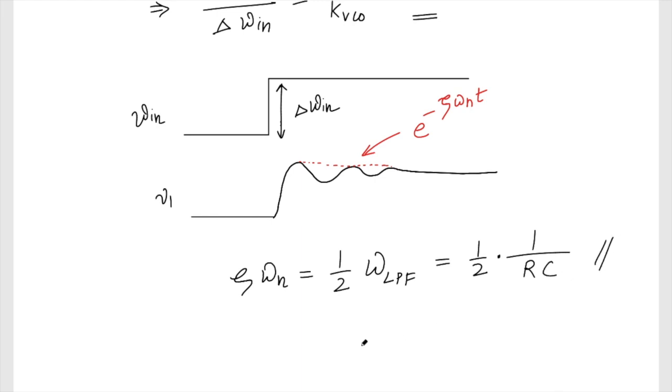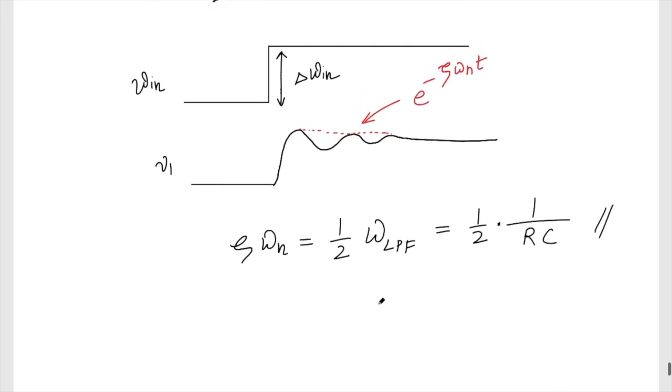So the RC filter. That means how fast the PLL is settling is very much dependent on this, eta omega n. If I am making this RC large, then my eta omega n is going to become small, and that means it is going to take a longer time.